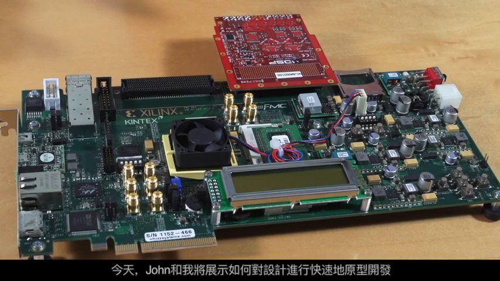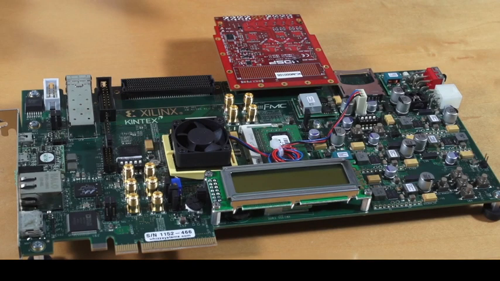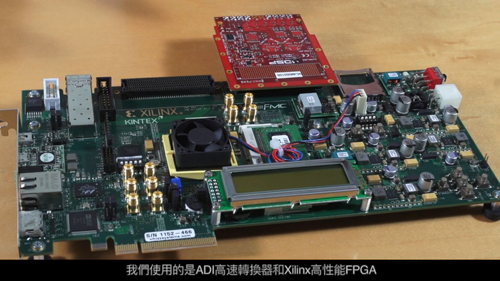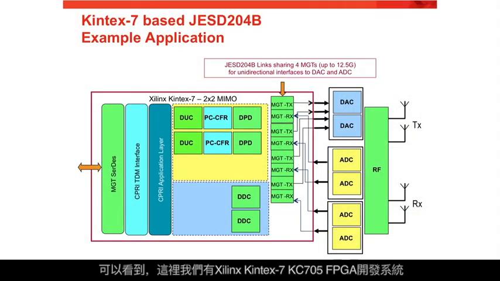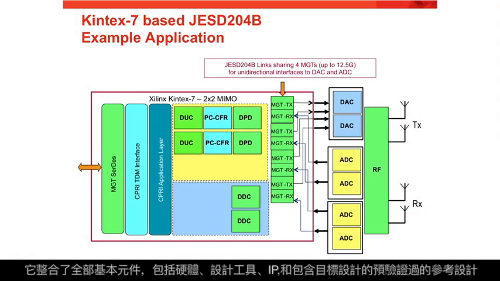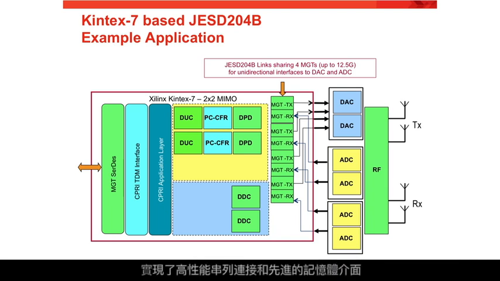Today, John and I will demonstrate how to rapidly prototype your design using high-speed Analog Devices converters and Xilinx high-performance FPGAs. You can see here we have the Xilinx Kintex 7 KC705 FPGA development system. It includes all the basic components of hardware, design tools, IP, and pre-verified reference designs, including a targeted design enabling high-performance serial connectivity and advanced memory interfacing.